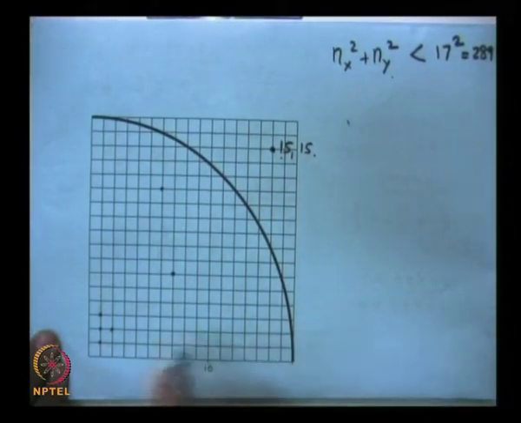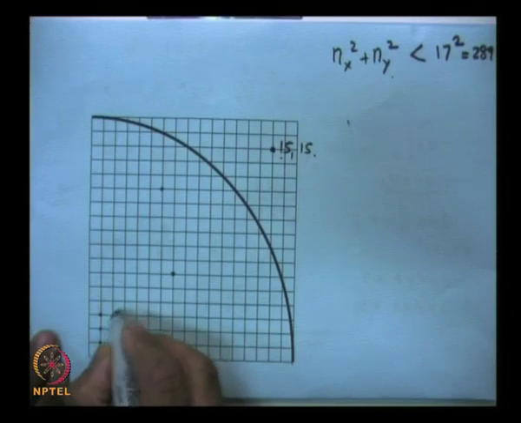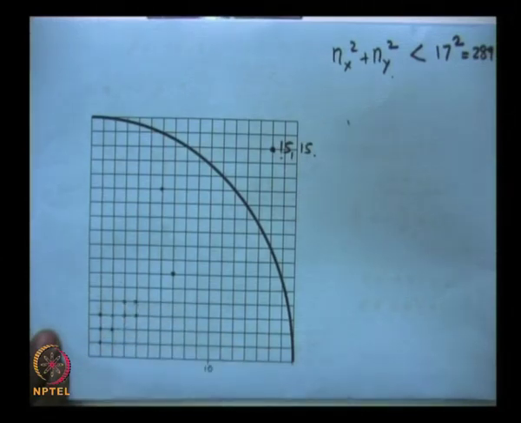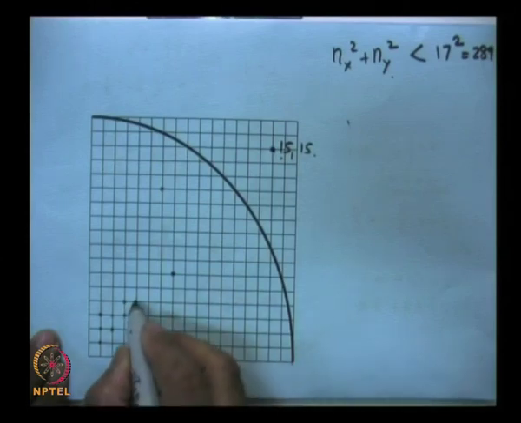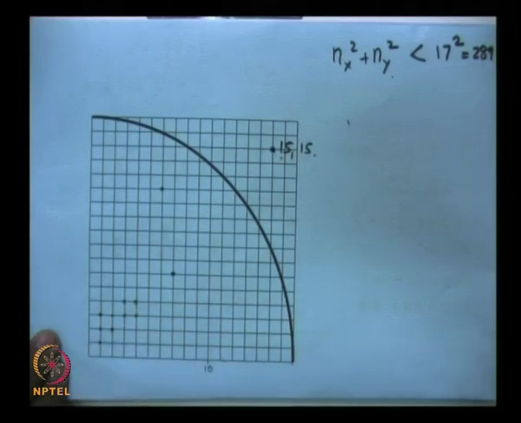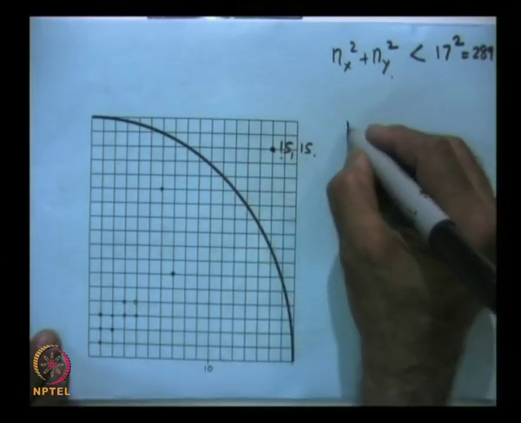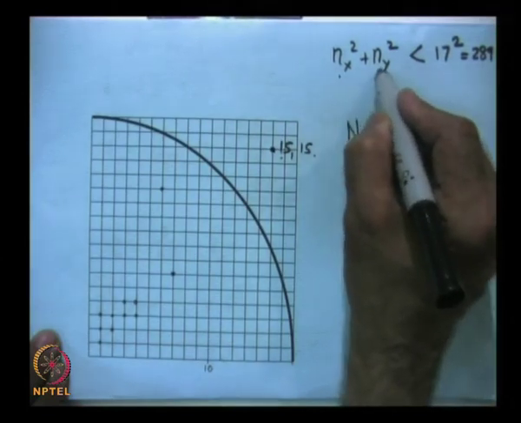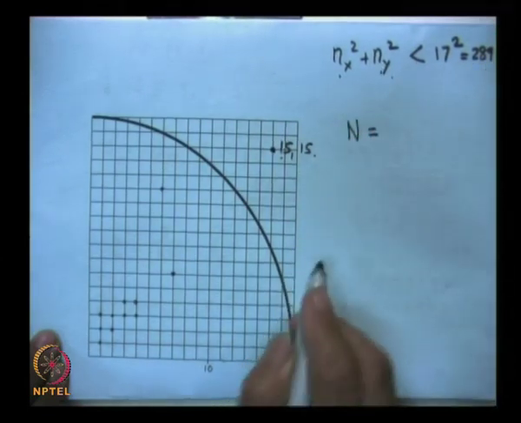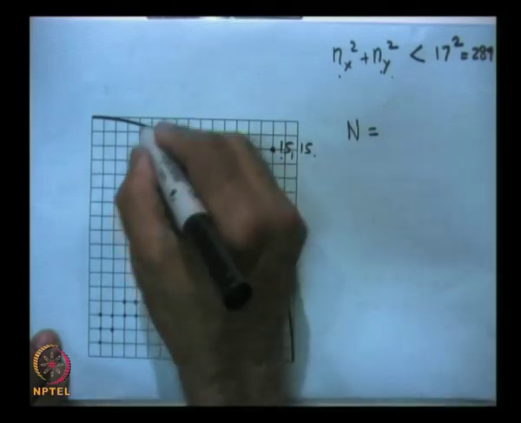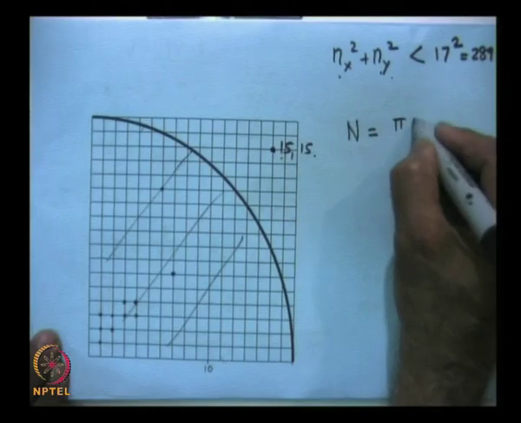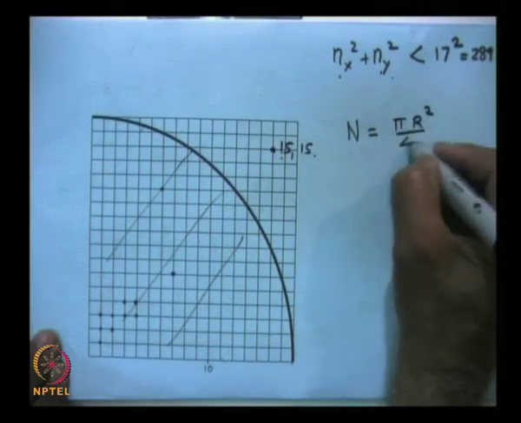then it will be the number of points, number of corners that are there, and with each point I can associate a unit area, so that the total number of states such that the value of nx square plus ny square is less than 289 will be the area of this quadrant of the circle, which is pi r square by 4.